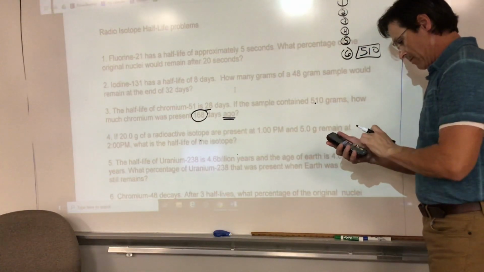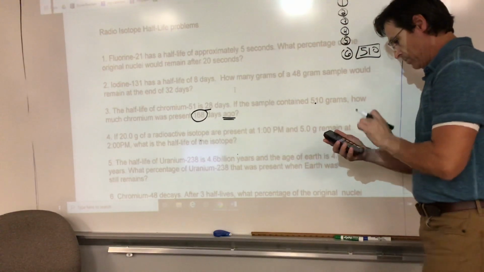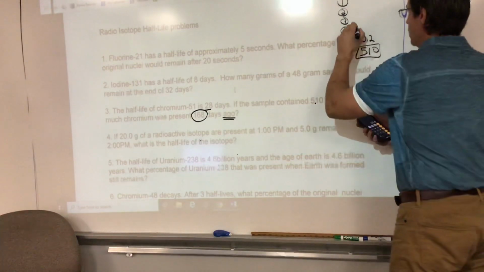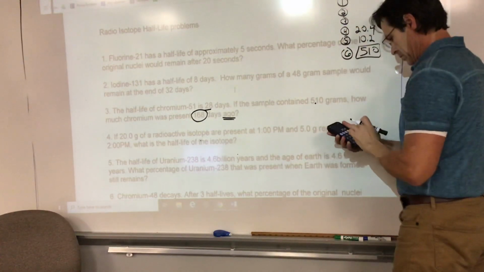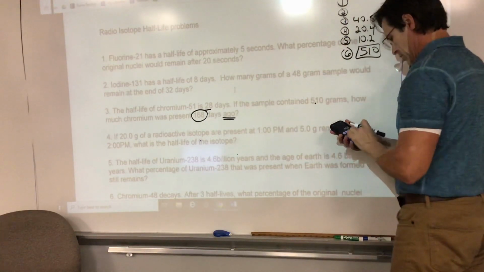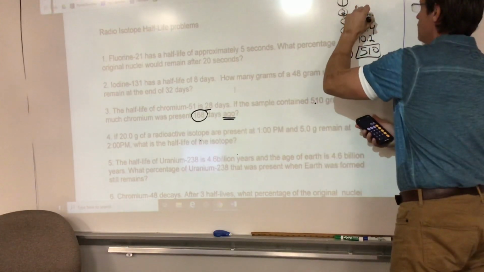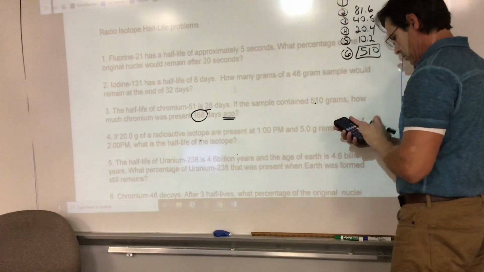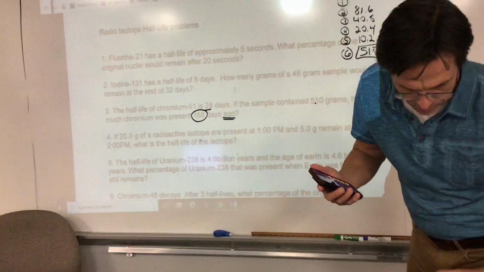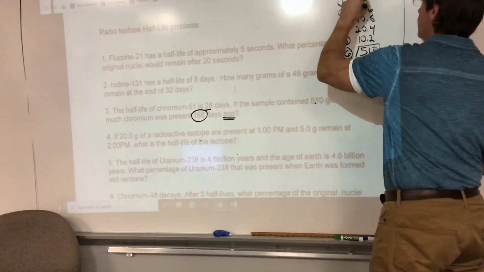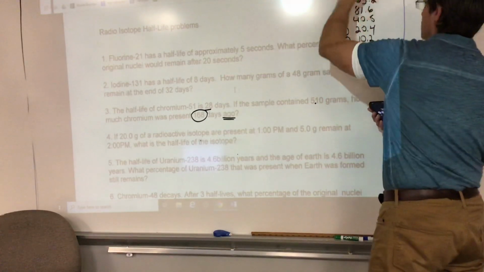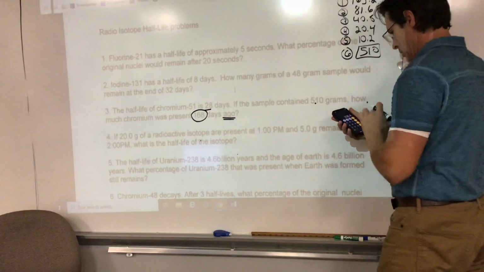All right, 5.1 times 2 is 10.2, times 2 is 20.4, times 2 is 40.8, times 2 is 81.6, times 2 is 163.2, and then back to where it was after that 1 half-life, times 2, should be 326.4 grams.